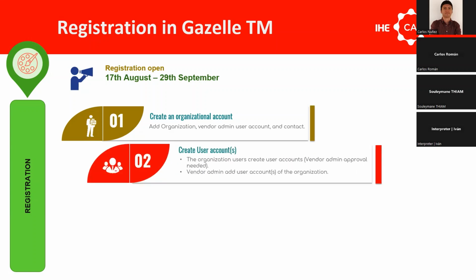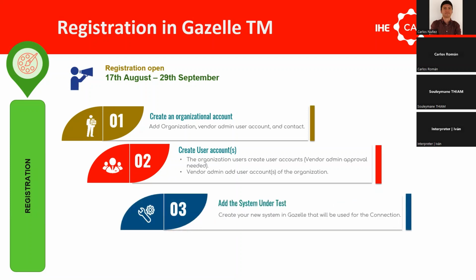Once you create your organization, you need to add the users. The users can be, for example, the person who will execute the tests during the event. It can also be a contact person, because sometimes you can register one user in Gazelle and say this user can be contacted if you have some technical question or something like this. But you need to register all the persons who need to connect in Gazelle. They need a Gazelle account.